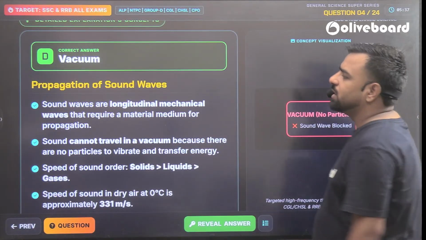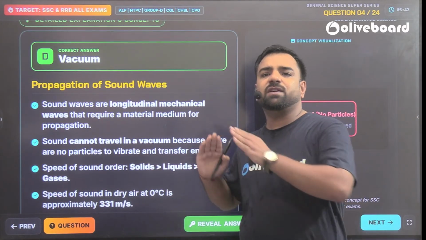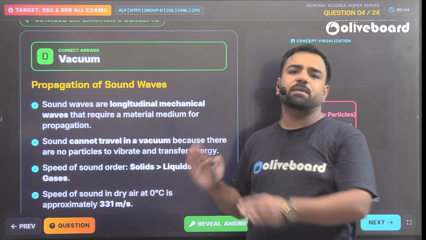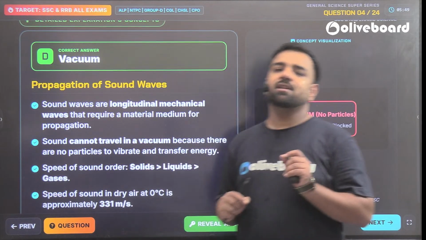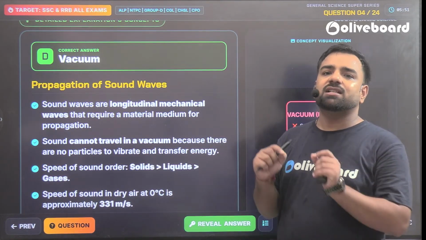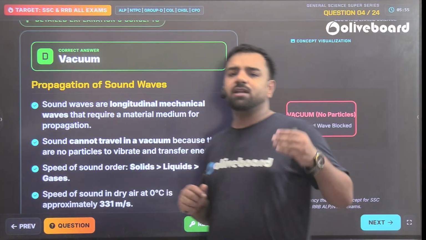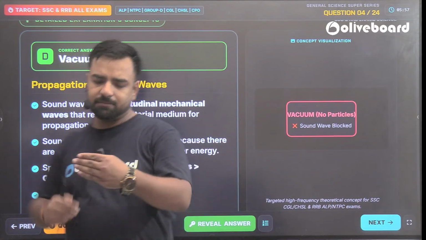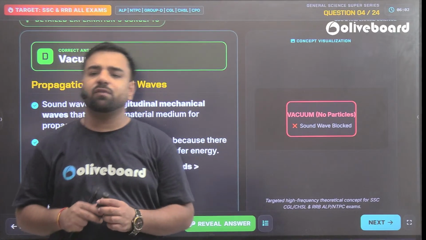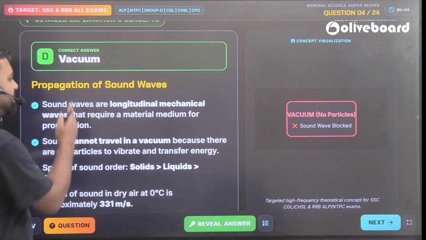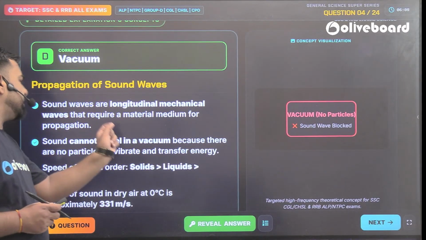Sound cannot travel through vacuum. And also please remember, the direction in which the wave is propagating, sound propagates parallel to it. And for the same reason, we can say that sound is a longitudinal wave. What about transverse? In the case of a transverse wave, the wave travels in a straight line, and the particles will move perpendicular to it. So that's the example of a transverse wave. But yes, sound waves are longitudinal mechanical waves which require a material medium for the propagation.